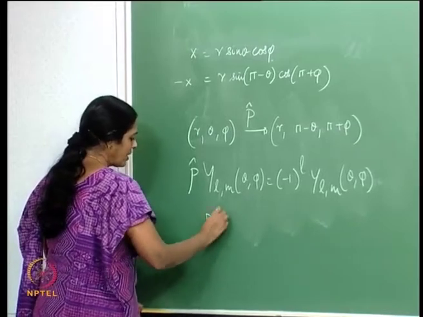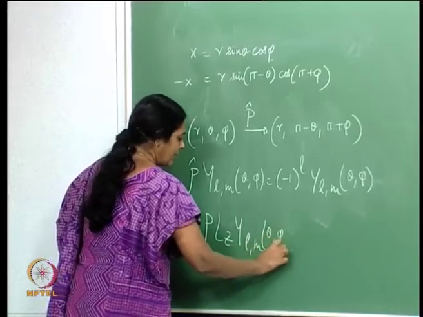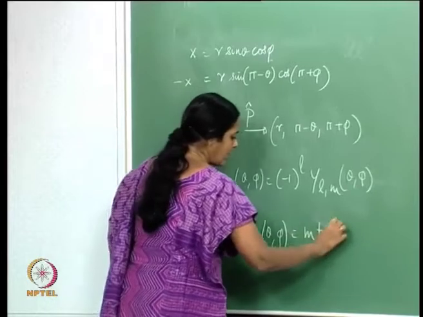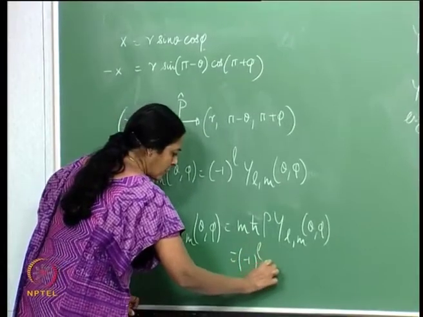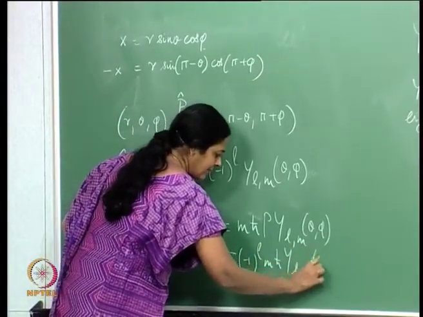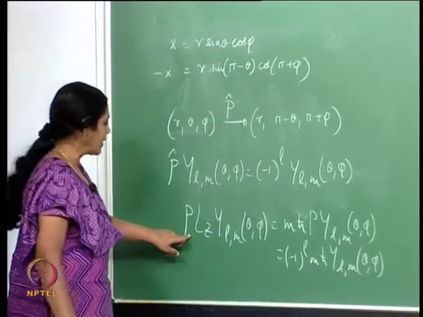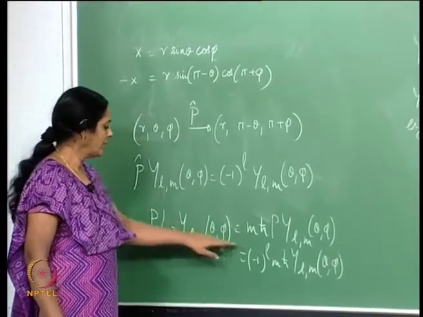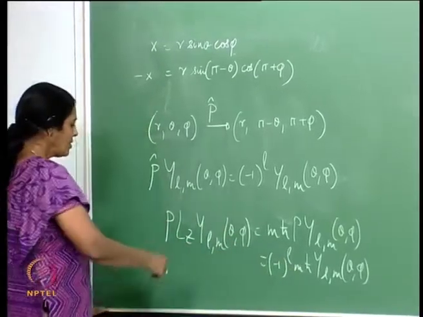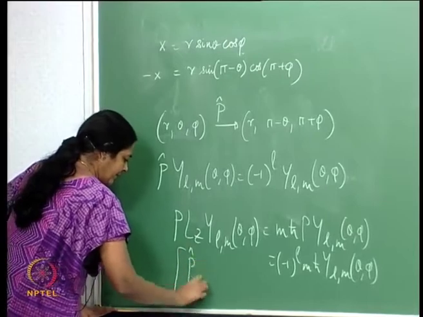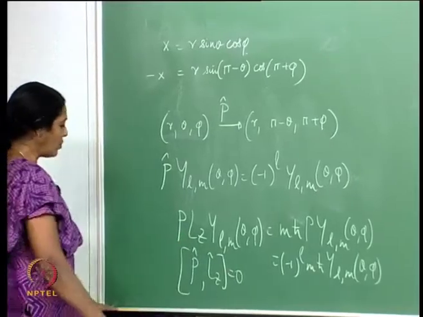Now, what happens if I work with P on Lz? P Lz YLM theta phi is m h cross P YLM theta phi, which is minus 1 to the L m h cross YLM theta phi. Now, suppose I had started with Lz P, it would have been the same thing. I would have picked up a minus 1 to the L, Lz acting on YLM of theta phi, which gives me the same answer. So, P and Lz commute with each other. Just put hats on it to remind you that these are operators.